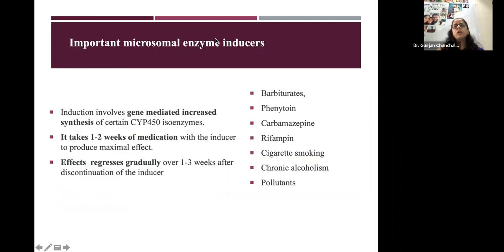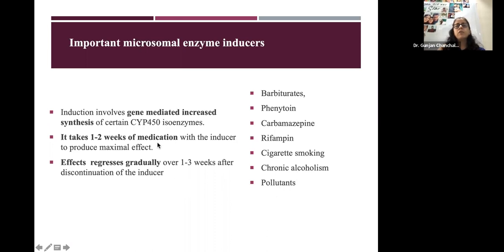Okay. Then what are enzyme inducers? So enzyme inducers are mainly phenytoin, carbamazepine, rifampin. Even alcoholics have high metabolism because their enzymes are highly induced or more active. So these will enhance the metabolism of these drugs, and therefore the effect of that drug will reduce.